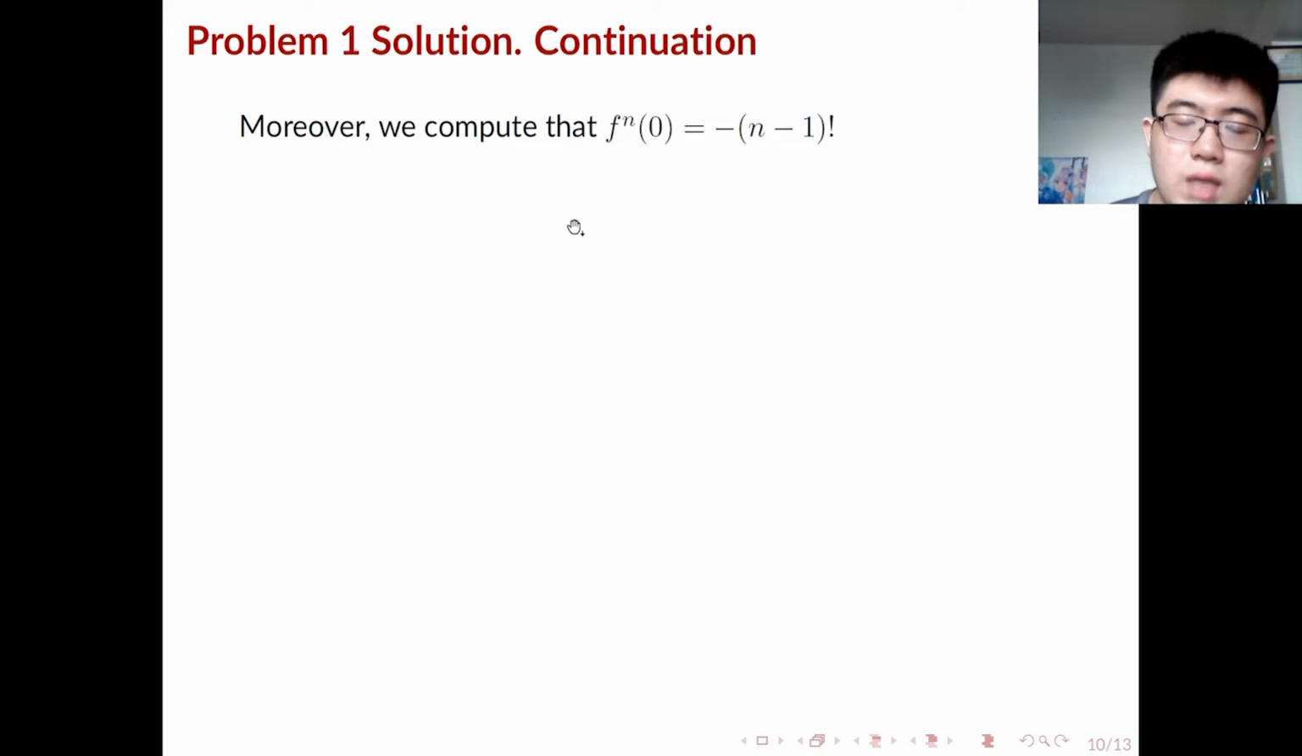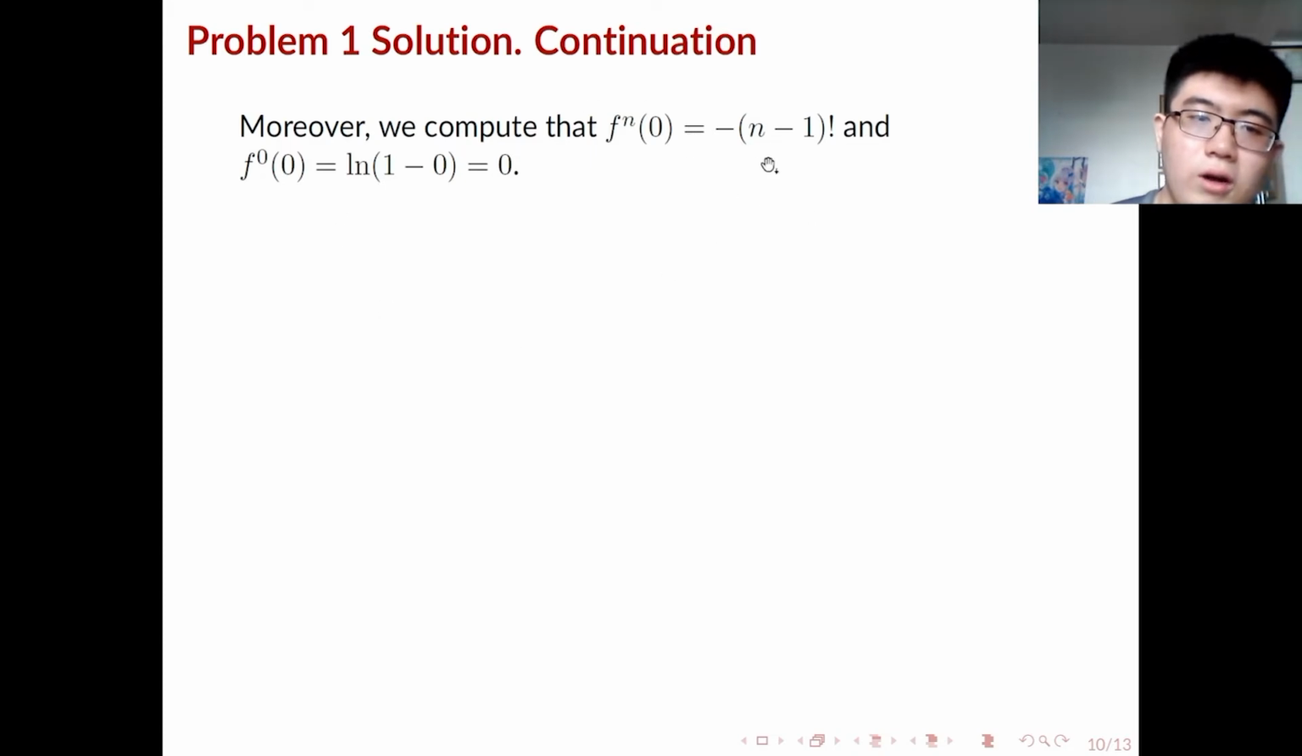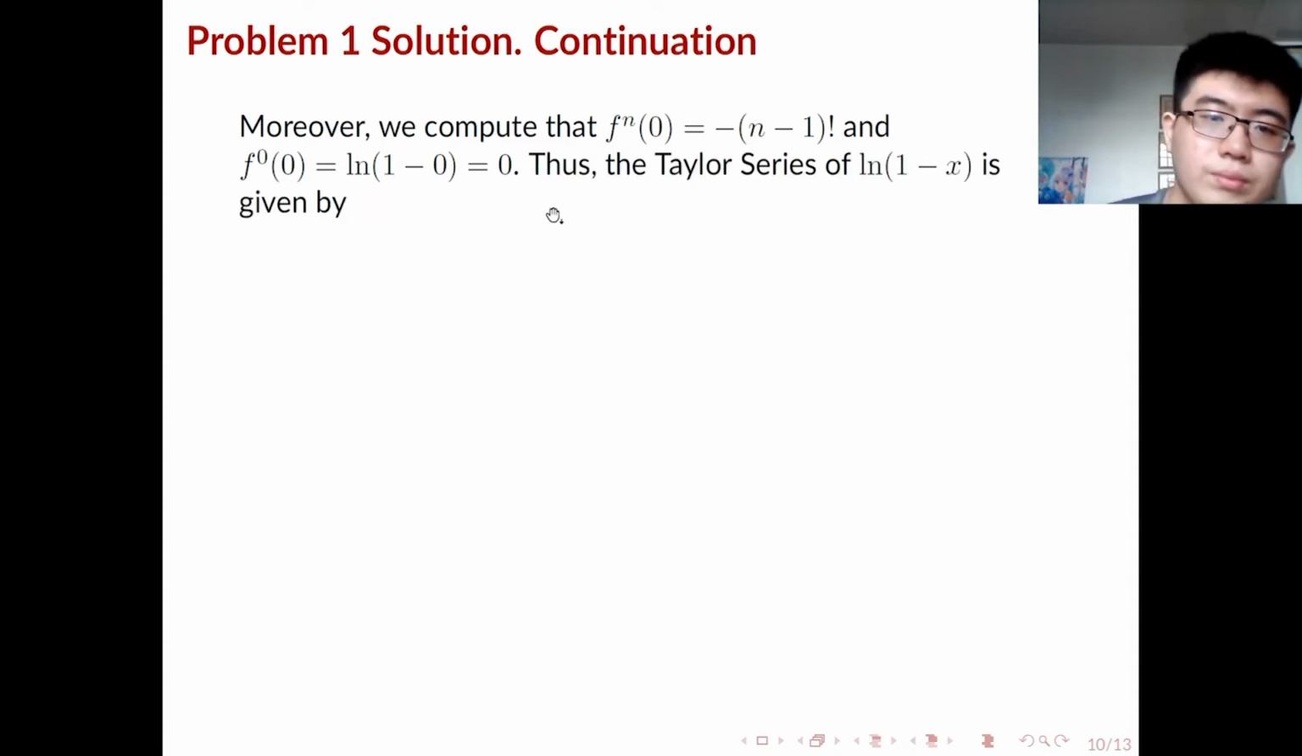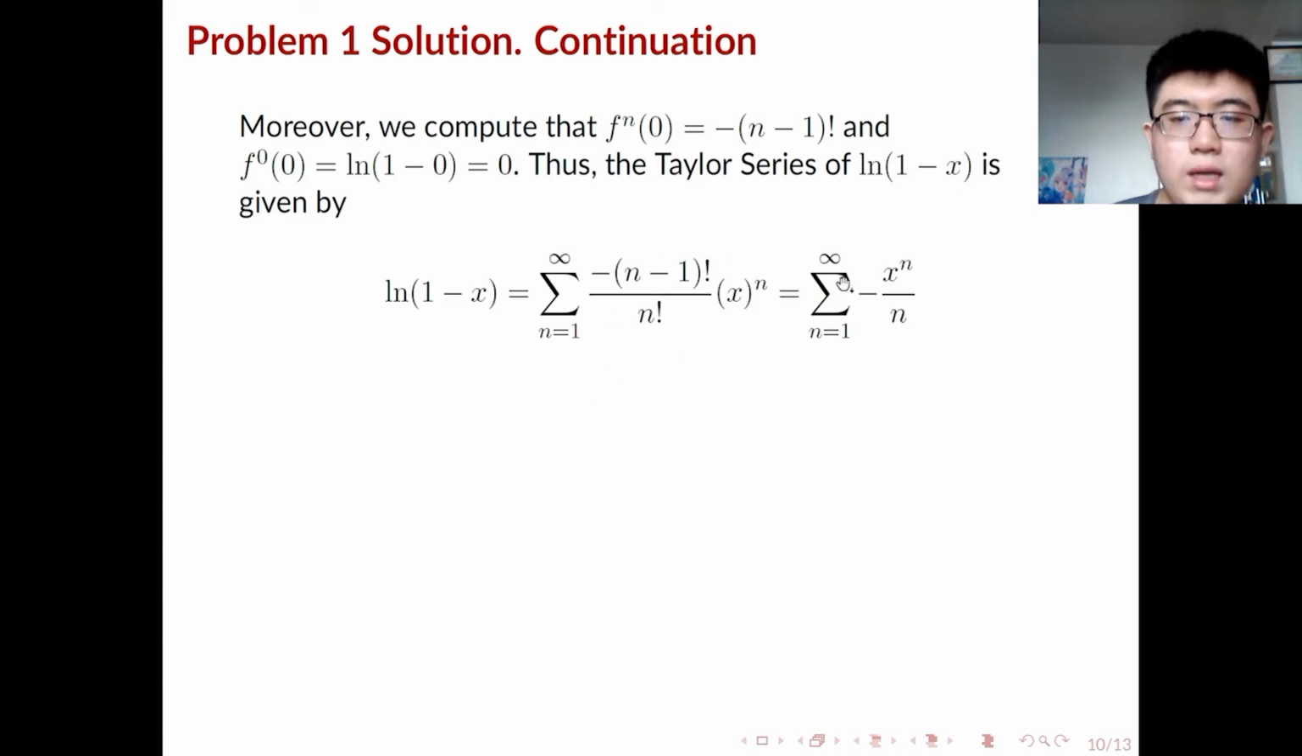However, we note that since we have a = 0, computationally, it gives us the nth degree derivative. The nth degree derivative of f is always negative (n - 1) factorial. Furthermore, a substitution of f(0) yields 0. Thus, the Taylor series of ln(1 - x) is given as follows. It is the series of negative x^n over n, from n equals 1 to infinity.